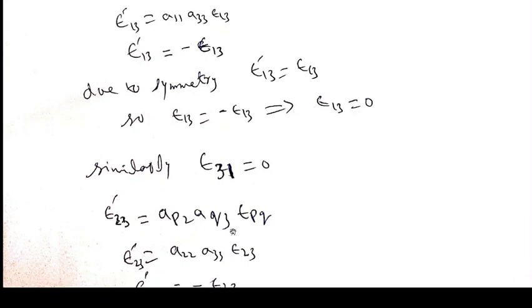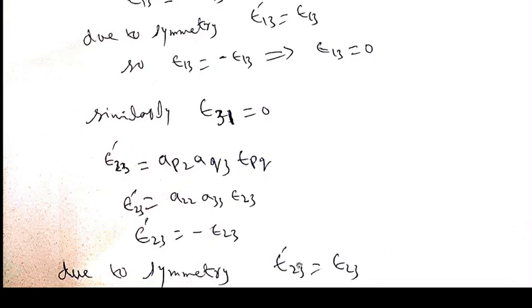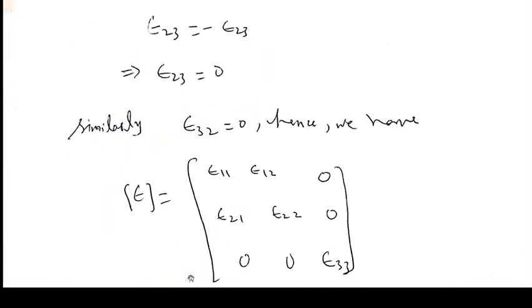Now we will check 2 3. Again you have minus. And again from these two, epsilon dash 2 3 is equal to epsilon 2 3 due to symmetry. So from this you can write epsilon 2 3 is equal to minus epsilon 2 3, so epsilon 2 3 is 0, and also epsilon 3 2 is 0. So after the application of this symmetry, you have 5 components only. 4 are 0. So it means that you need only 5 components to have all the properties of the material. For that particular material which has this symmetry, the xy plane, that material needs only these 5 components to represent its properties.